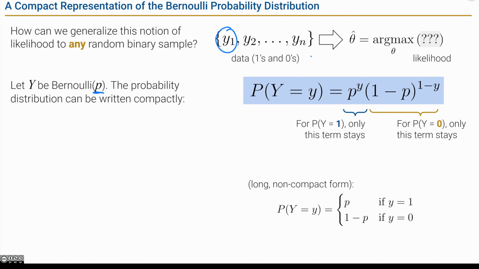You can see that in here because if I plug in Y equal to 1, only this term stays. If Y is equal to 0, only this term stays. So this is a nice compact form for the PMF, if you remember, for our Bernoulli distribution. This is the closed form version of it, which is going to be useful for us in this context so that I don't have to write it as this piecewise function.